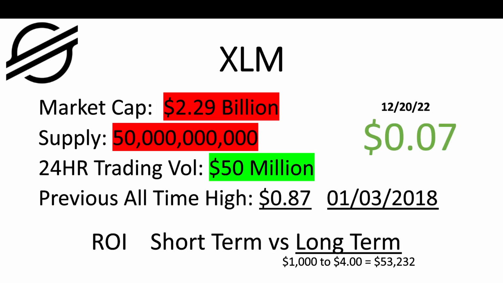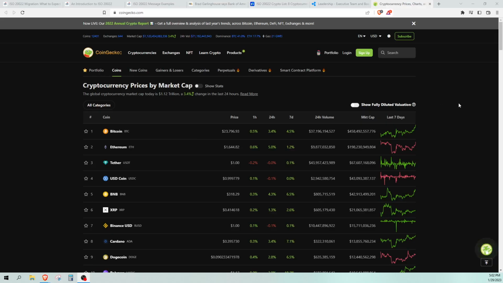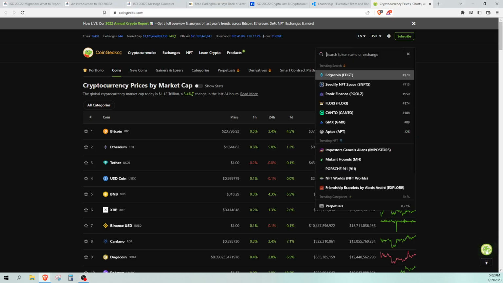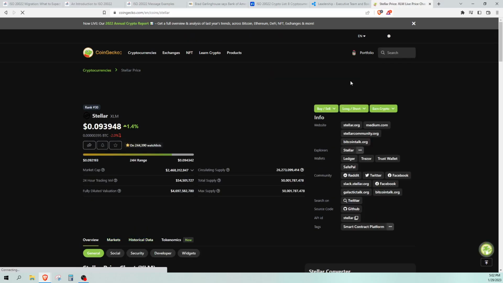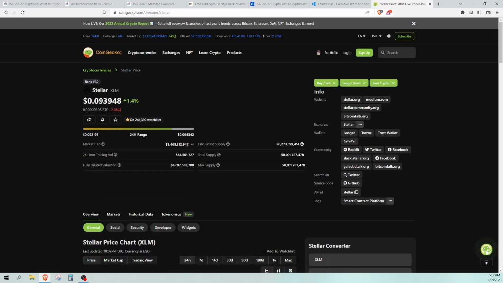Why not? Stellar, it's 7 cents currently. No, not currently. Actually, you know what? Let me check right now. Let me go on to CoinGecko and let's see. Stellar, that's XLM. And XLM is currently at 9 cents. So, all right, we weren't that far off.